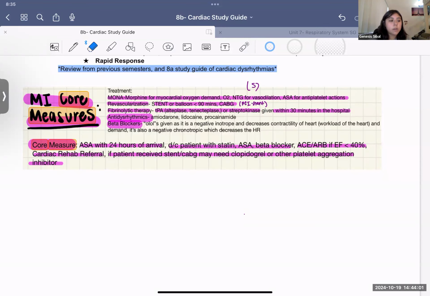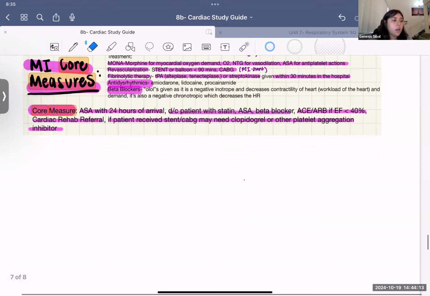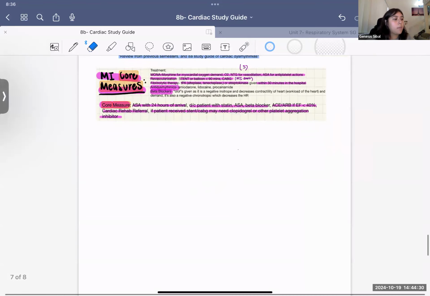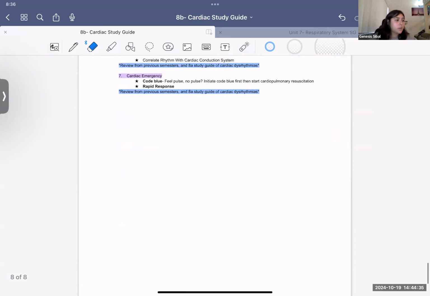ASA, so aspirin, antiplatelet. And then O2 if they need it, nitroglycerin for vasodilation. And then beta blockers, the olols, they're a negative inotrope, so they decrease contractility. So that's the workload of the heart. And then it's also a negative chronotrope, which also decreases the heart rate. And then core measures, again, that's everything I just said. So just make sure if they need a cardiac rehab referral, which they will need, all hospitals have to follow these protocols. But other than that, I think that's pretty much it.